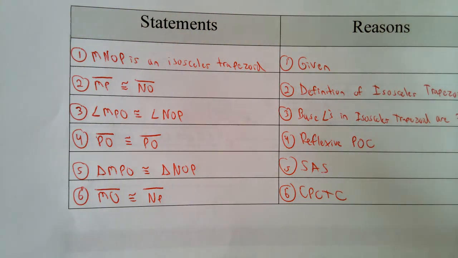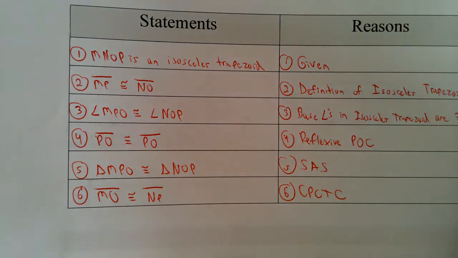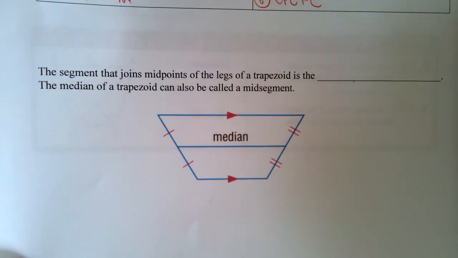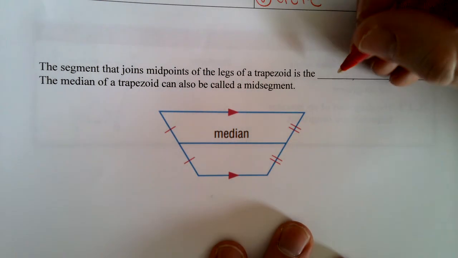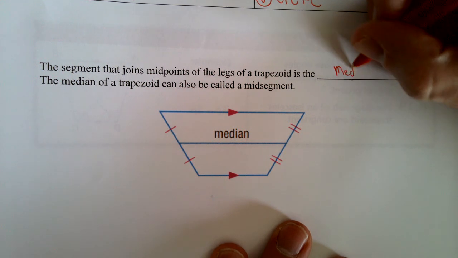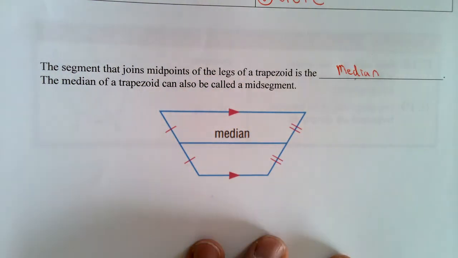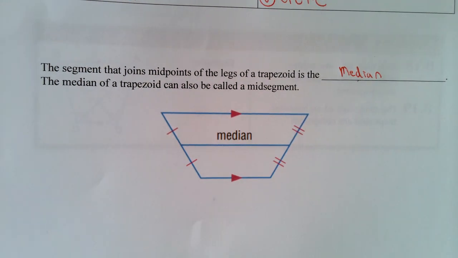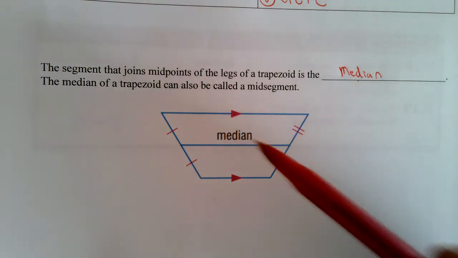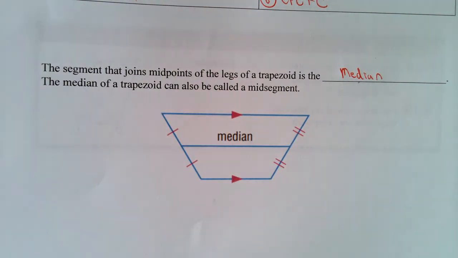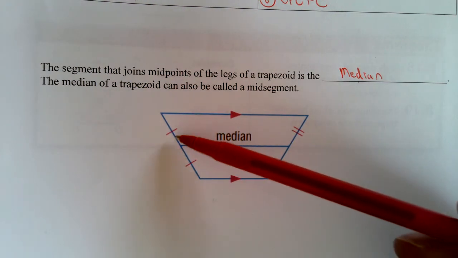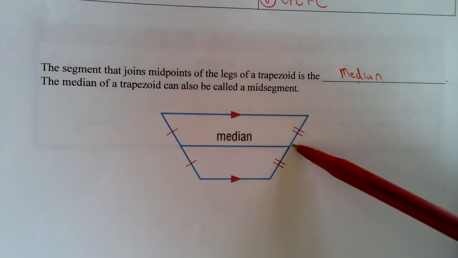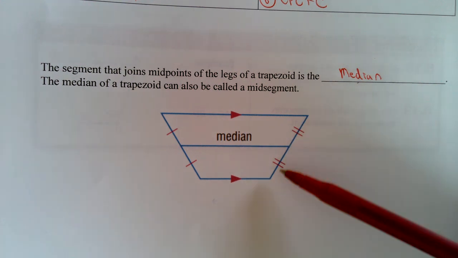Last thing on the second page, the segment that joins the midpoints of the legs of a trapezoid is called the median. You may also hear that referred to as a mid-segment sometimes. I'm going to use the term median though. So this is a median. It joins the midpoints of the two legs of the trapezoid. See, this is the midpoint of the side because this is congruent to that. And that's the midpoint of this side because this is congruent to that. So it's called a median.